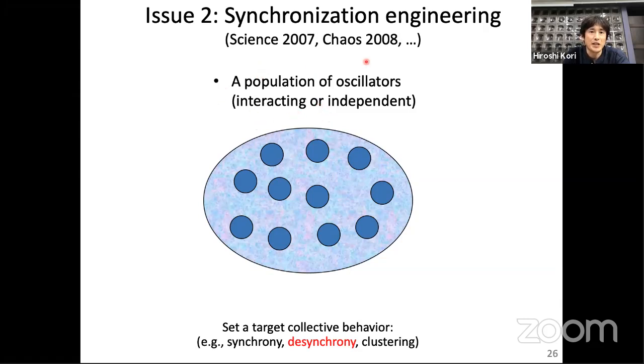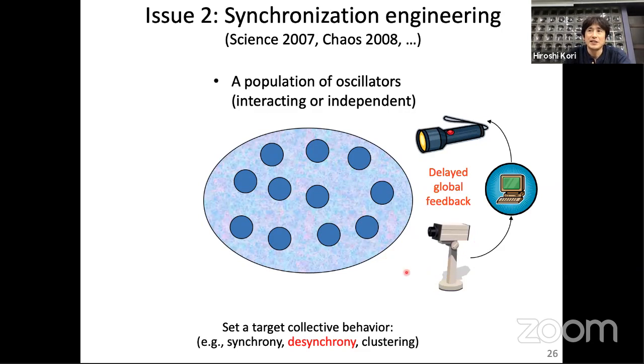So suppose that we have a population of oscillators, interacting or independent. Anyway, we have a population of oscillators. And suppose that we have a target collective behavior, for example, synchrony or desynchrony or clustering. We try to steer the system into the target behavior which we set using delayed global feedback, by observing the oscillator state and transforming it via some kind of equations and giving a feedback signal to the entire population as a delayed global feedback. And we ask ourselves whether we can steer the system into our target behavior.